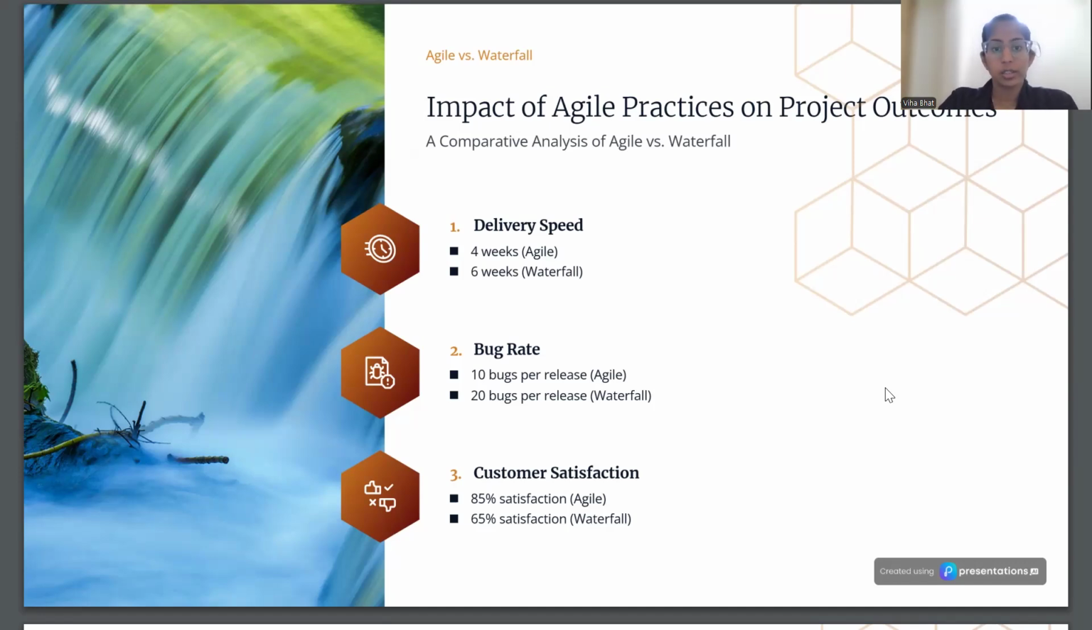Next, we're going to look at customer satisfaction. Customer satisfaction with the waterfall model was just 65%. The customer was not as satisfied because changes in requirements at a later stage could not be met. Whereas customer satisfaction was at 85% with the agile process, because changes even in the later stages were accepted and were implemented in the iterative process.